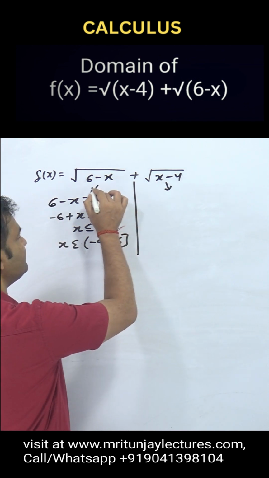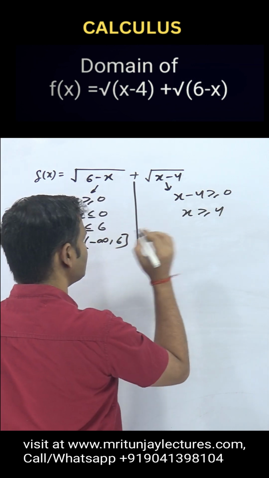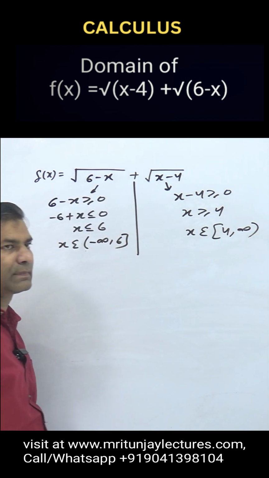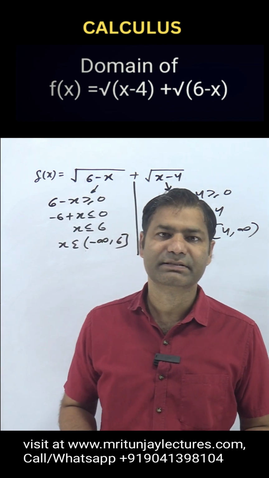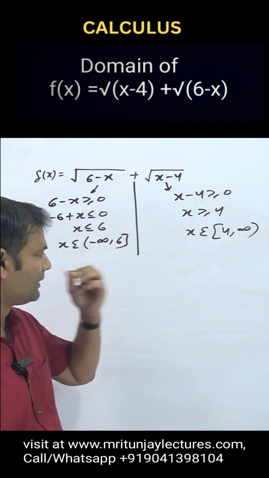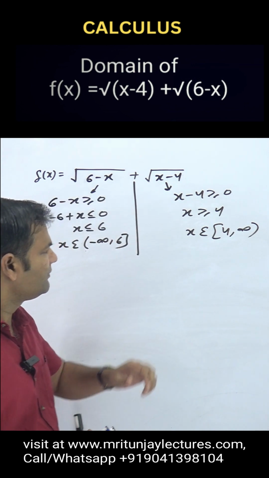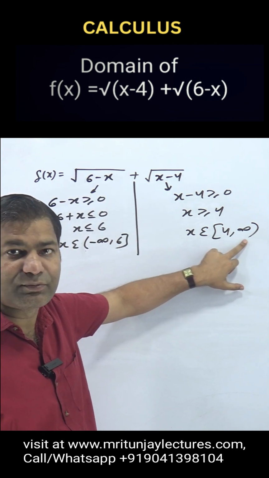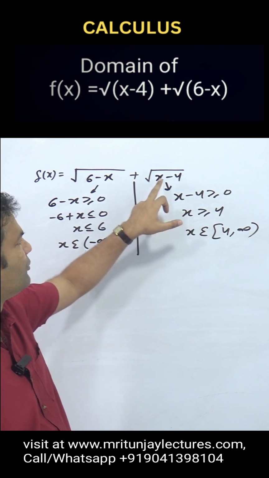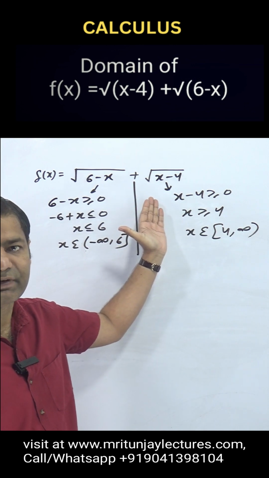What about this one? This function is defined only, so you can say that x is 4 to infinity. Clear? That function is defined only for x from 4 to infinity. What is the meaning of 4 to infinity? If we select any value between 4 and infinity, suppose 5, we put 5 minus 4 here, we get 1, that is defined. Is that function defined or not?